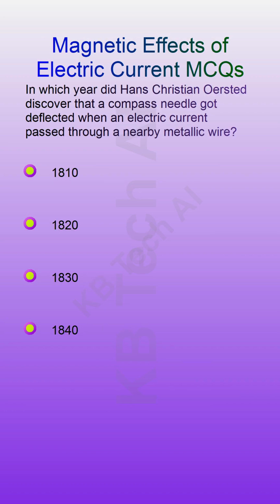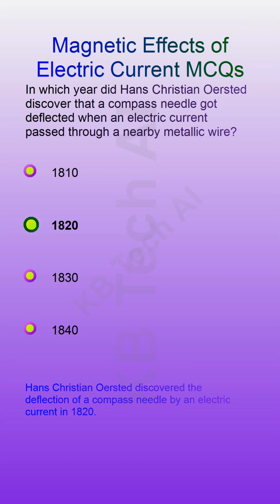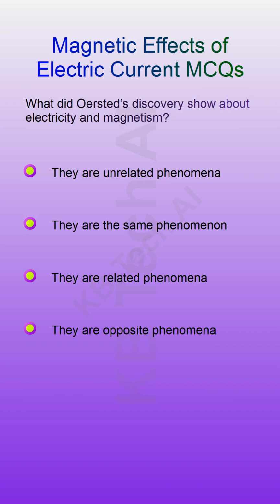In which year did Hans Christian Oersted discover that a compass needle got deflected when an electric current passed through a nearby metallic wire? Option 1, 1810, option 2, 1820, option 3, 1830, option 4, 1840. The answer is, option 2, 1820.